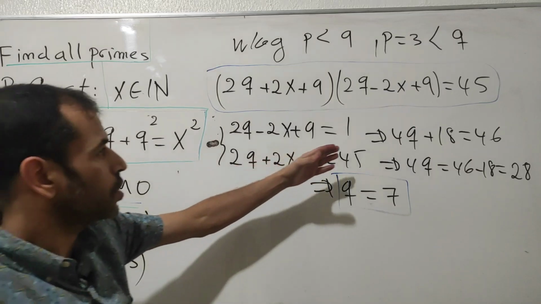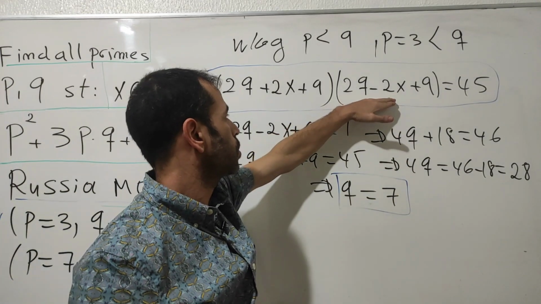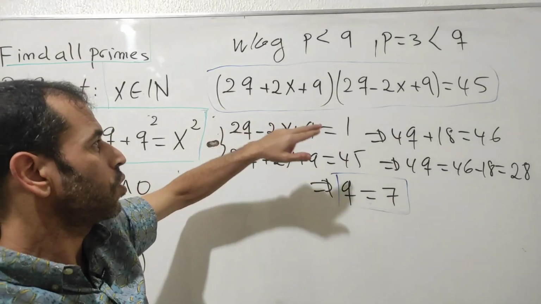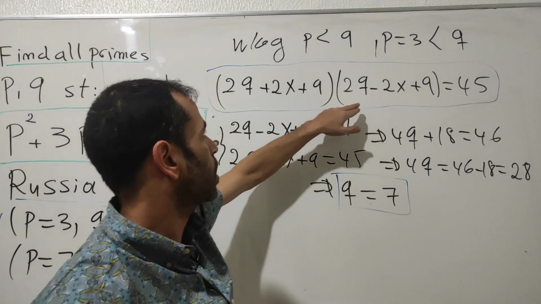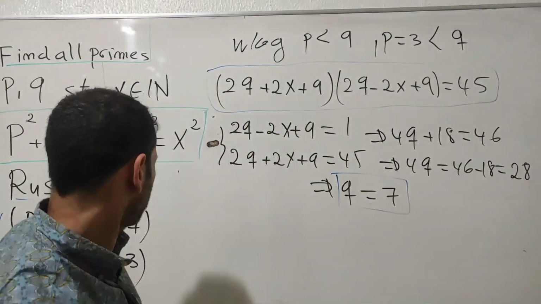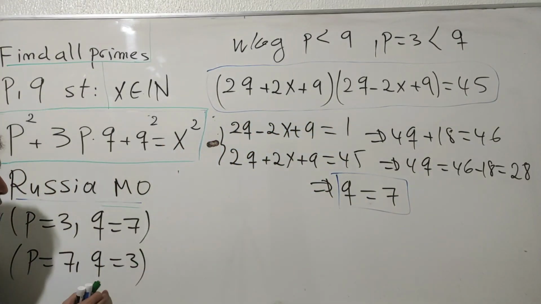In all other cases, this one equals 3, the other one is going to take 15. One of these is going to take the number 5, the other one is going to take the number 9. None of those works. The only solution that we find is this one.